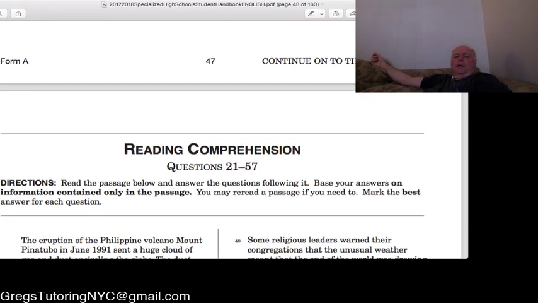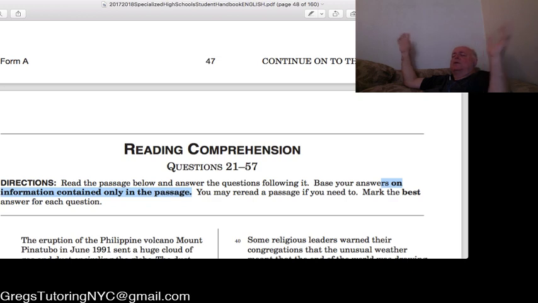So reading comprehension directions: Read the passage below and answer the questions following it. Base your answers on info contained in the passage only. If you notice, that's bold-faced. Don't do it on anything that you know about. And when you do the inference, still do your inferencing based on stuff in the passage. Don't just use world knowledge.